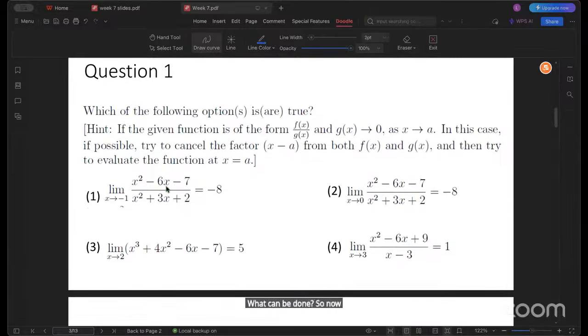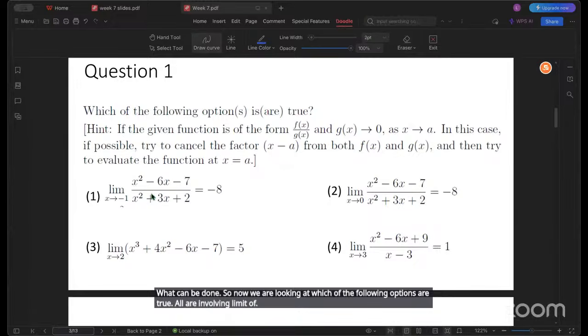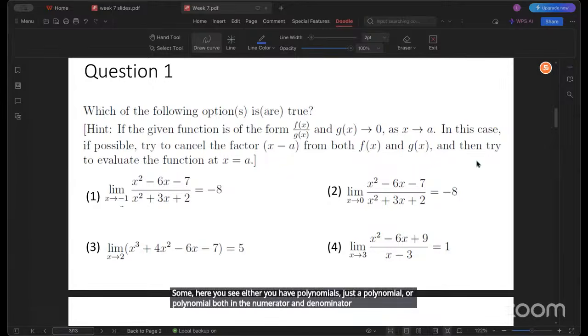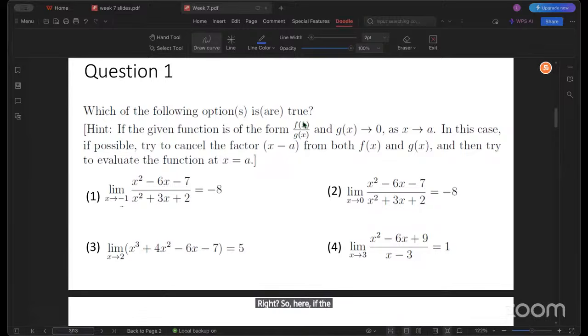So now we are looking at which of the following options are true. All are involving limits. Here you see either you have just a polynomial, or polynomials both in the numerator and denominator. So only this form is involved in this problem, right? So here if the function is of the form f of x by g of x, and suppose g of x goes to 0 as x goes to a. So let's say that this is your f of x and this is your g of x.